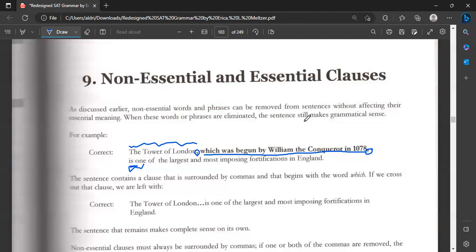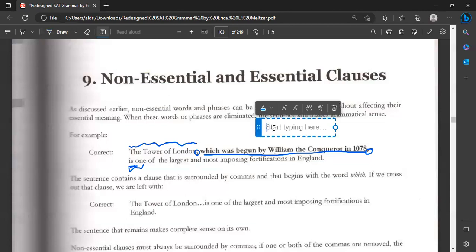So like I said, there are usually three ways to set up a non-essential clause. I'm just going to write that down here, just in case you guys are writing this down. You have a comma sandwich, that's your first way. Then a hyphen sandwich, what some of you might call a dash, right?